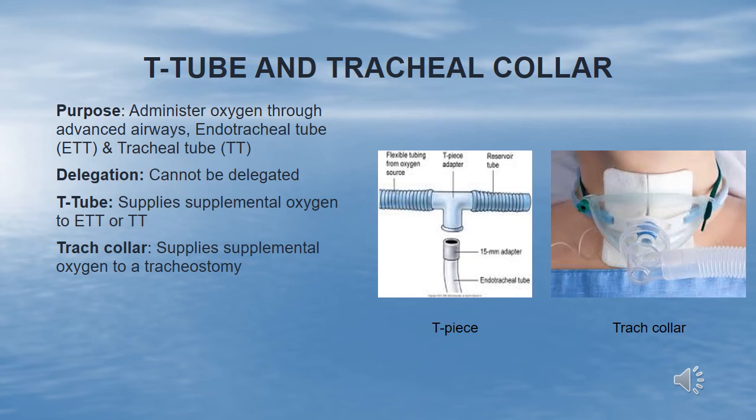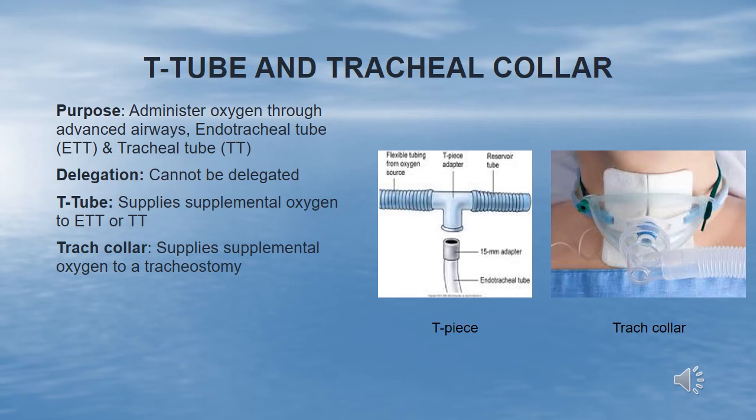If the patient is breathing on their own, a T-tube, also called a T-piece, or tracheal collar is used. Since these tubes bypass the normal nasal and oral airways, humidification of oxygen is always required. The T-tube is a T-shaped piece which connects from a humidified oxygen source to the endotracheal or tracheal tube using a large bore tubing. A shorter large bore tubing on the other side of the T-tube acts as a reservoir.